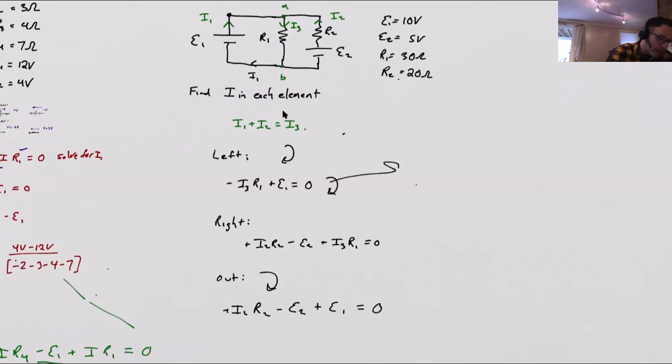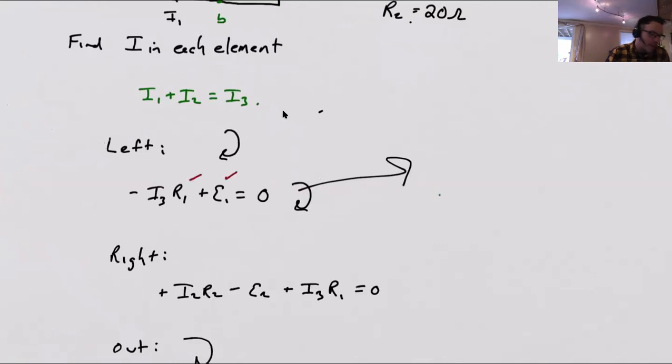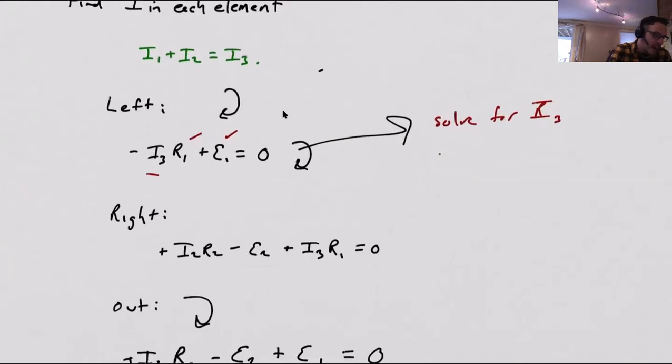What does the first equation buy us? If we put a check mark next to what we know and underline what we don't, the first equation buys us I3 as the unknown. So let's solve it for I3. Solving it for I3 says that negative I3 R1 is equal to negative E1. Another way of saying that is I3 is equal to E1 over R1. E1 here is the first battery, 10 volts.